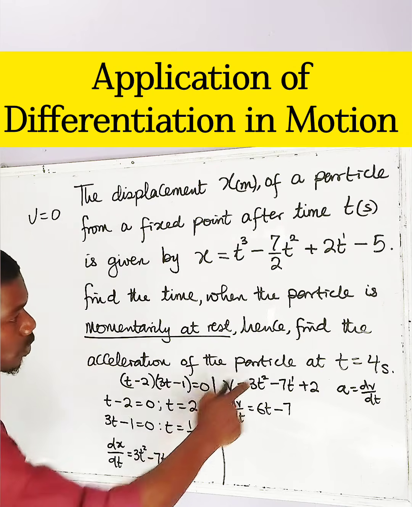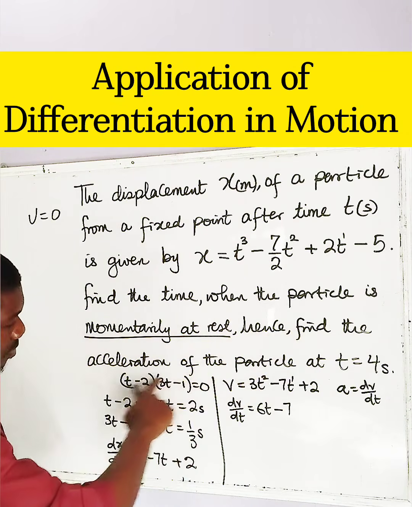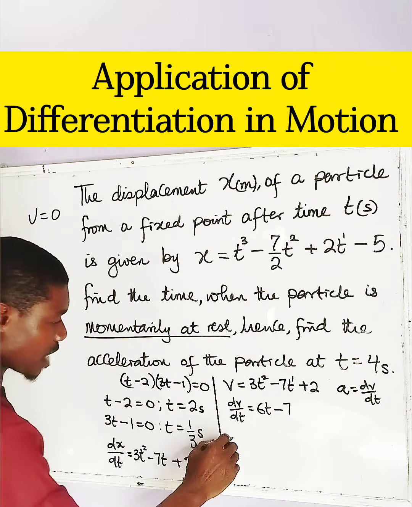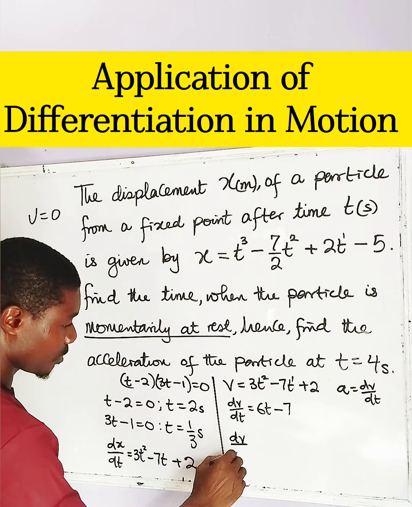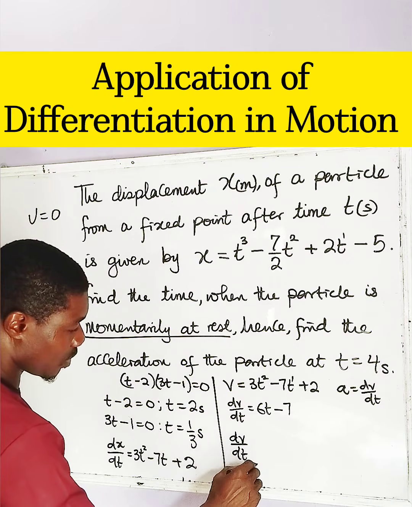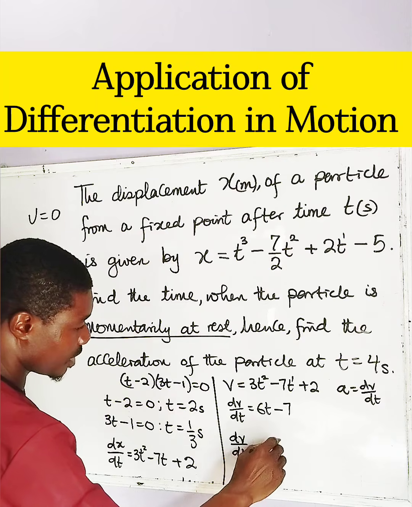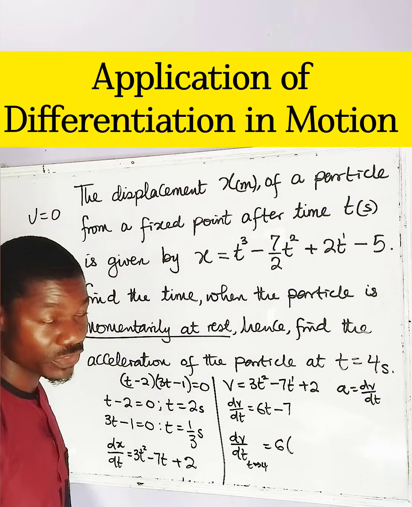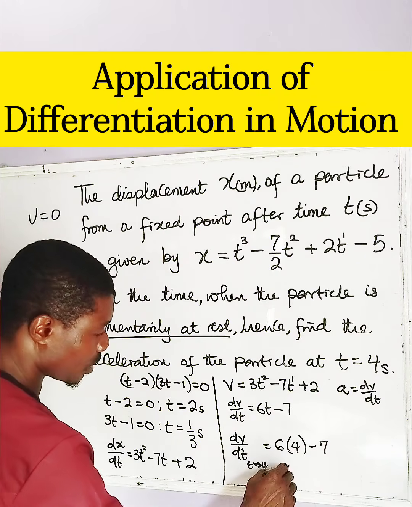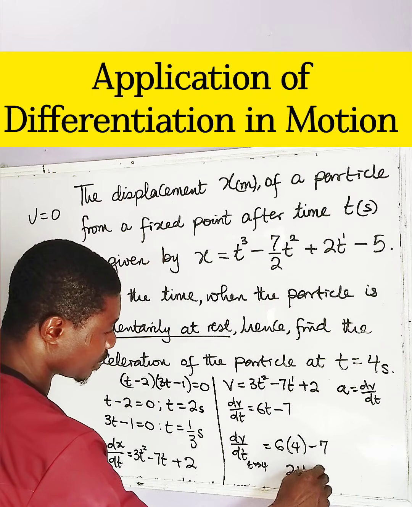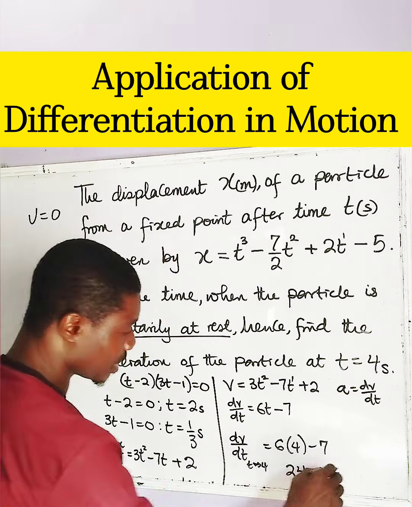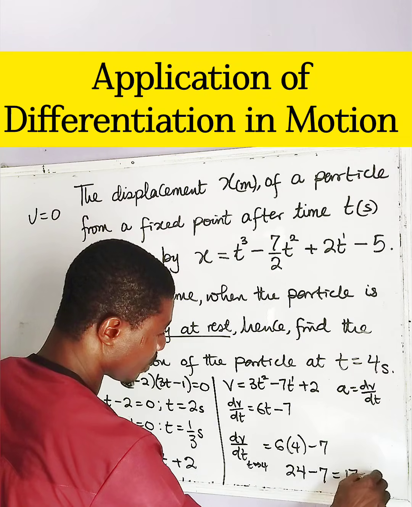So then at t equals 4, dv over dt as t tends to 4 will be 6 times, plugging in the value of t as 4, then minus 7. Now this gives us 24 minus 7. And 24 minus 7 gives us 17 meters per second squared.